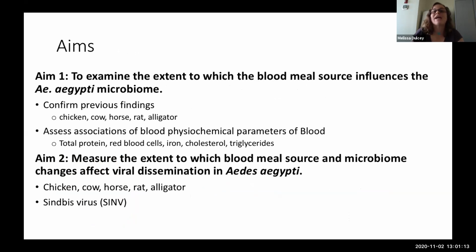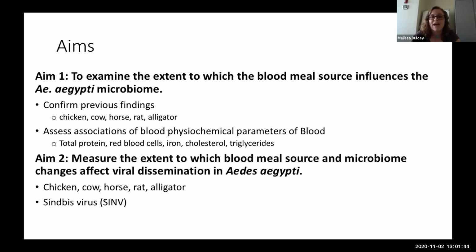So there are two major aims to these studies. One is to examine the extent to which the blood meal source influences the Aedes aegypti microbiome. This will confirm as well as build on previous findings in the literature. We are going to use 5 different taxonomically diverse species to look at how these microbiome changes occur from this blood. And in addition to that, we're also going to look at what is in the blood to see if we can see any association between what's in the blood and the changes we're seeing in the microbiome.